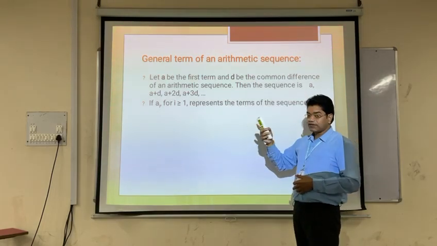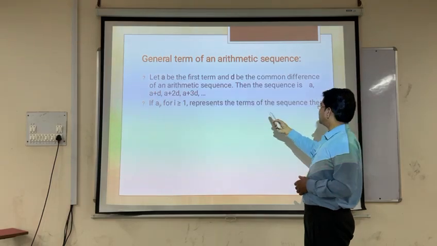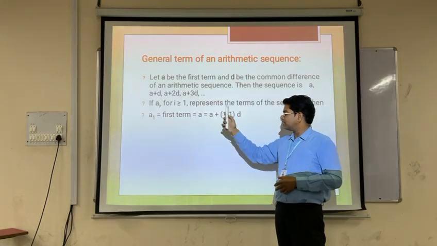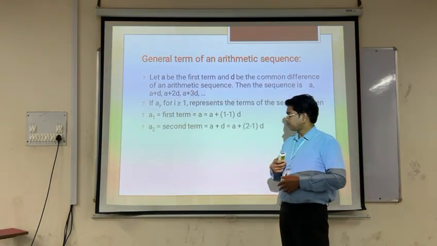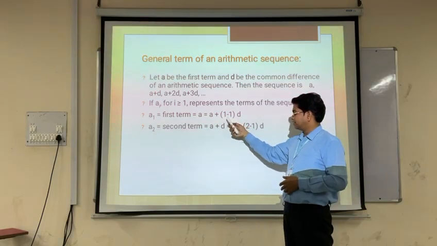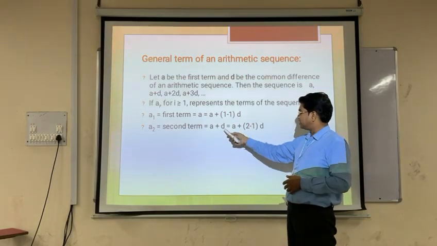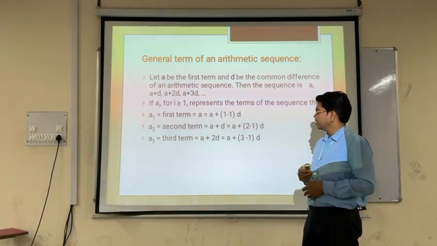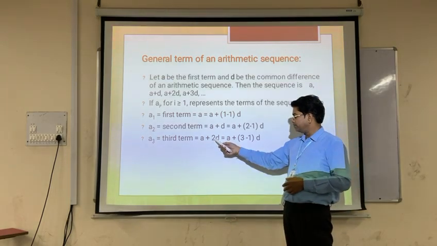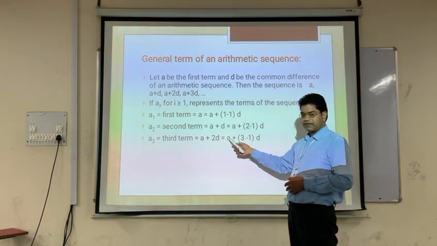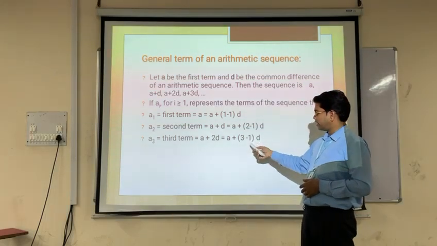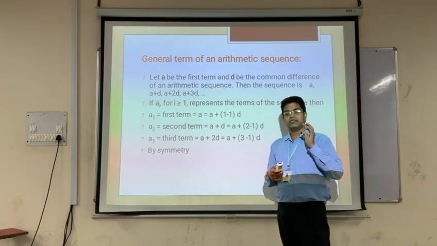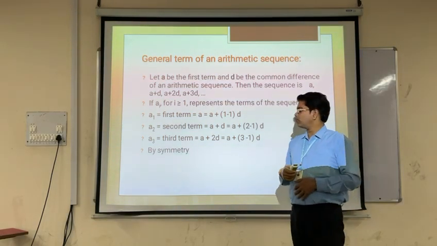Now if A suffix j, for j greater than or equal to 1, represents the terms of the sequence, then A1 will denote the first term and this can be written like this. Similarly A2 can be written as A plus D, and this can be written as A plus bracket 2 minus 1 bracket times D. Similarly A3, that is A plus 2D, can be rewritten as A plus bracket 3 minus 1 bracket close times D. This way we can define the nth term of the arithmetic progression.